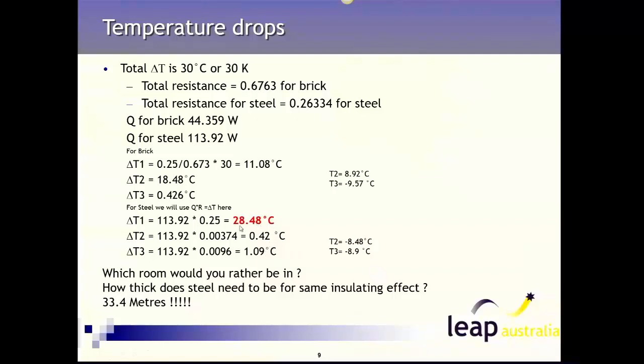So the important part here is that the 28.48 degree temperature drop means it will have a negative temperature on the inside wall. So in order to get the same insulating effect from the steel, it needs to be just over 33 metres thick. Because steel is such a good conductor, that's obviously not a very good insulator.